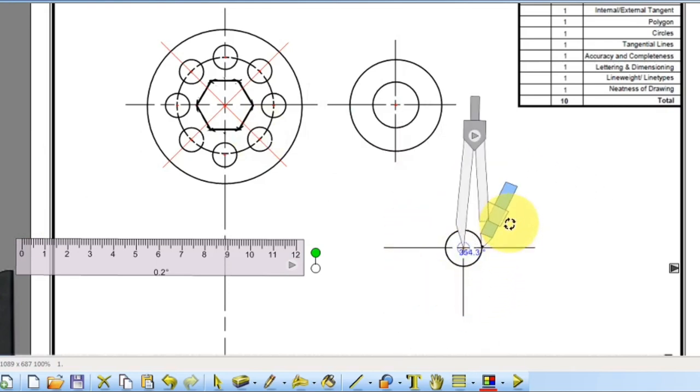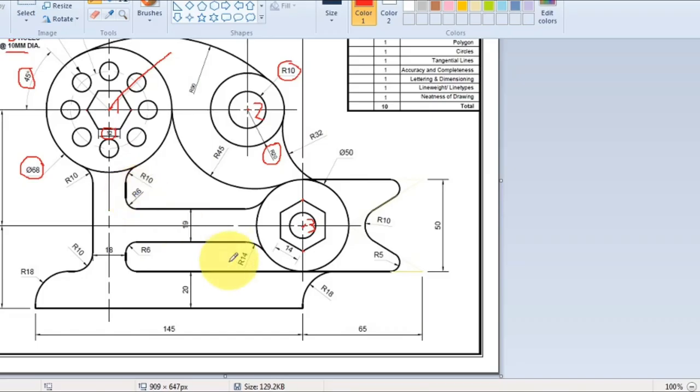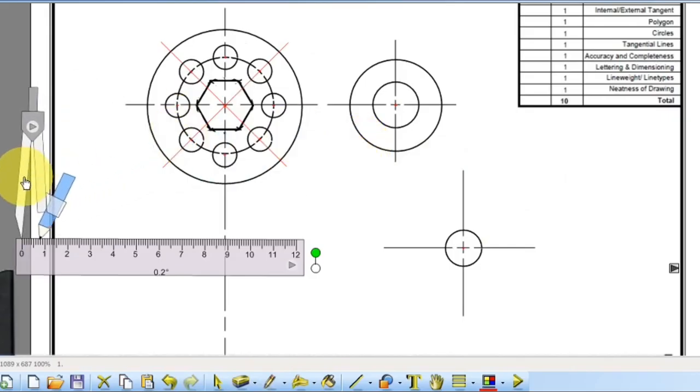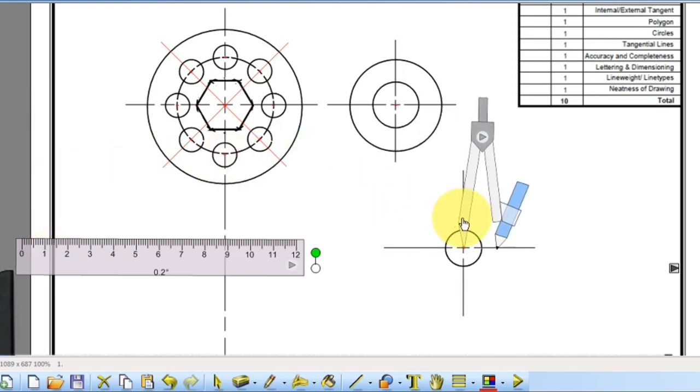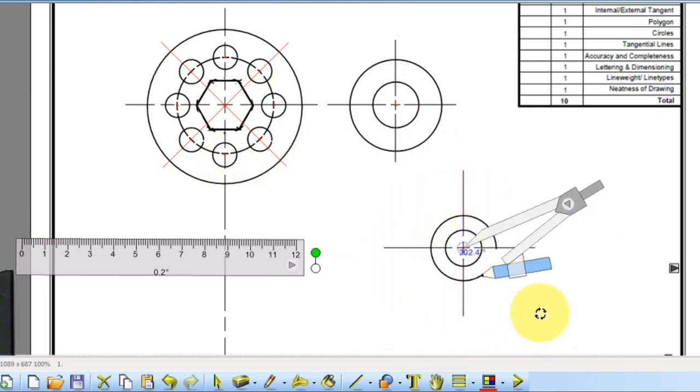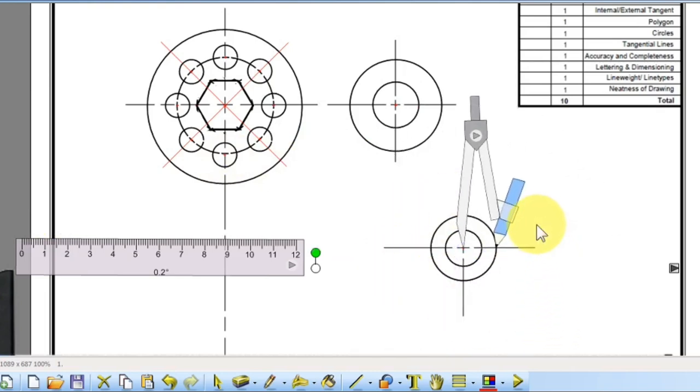Okay, and then we have a circle. This one is a polygon with a side of 14. So the side of our polygon is 14. Open our compass, 14. So again, this is a construction line. This should be drawn transparent.